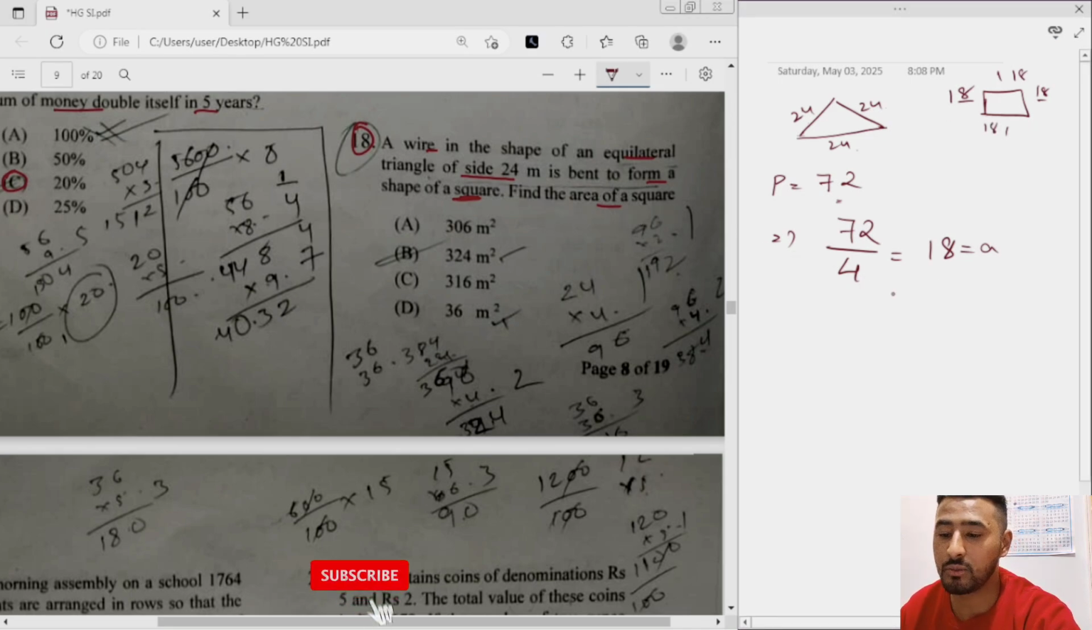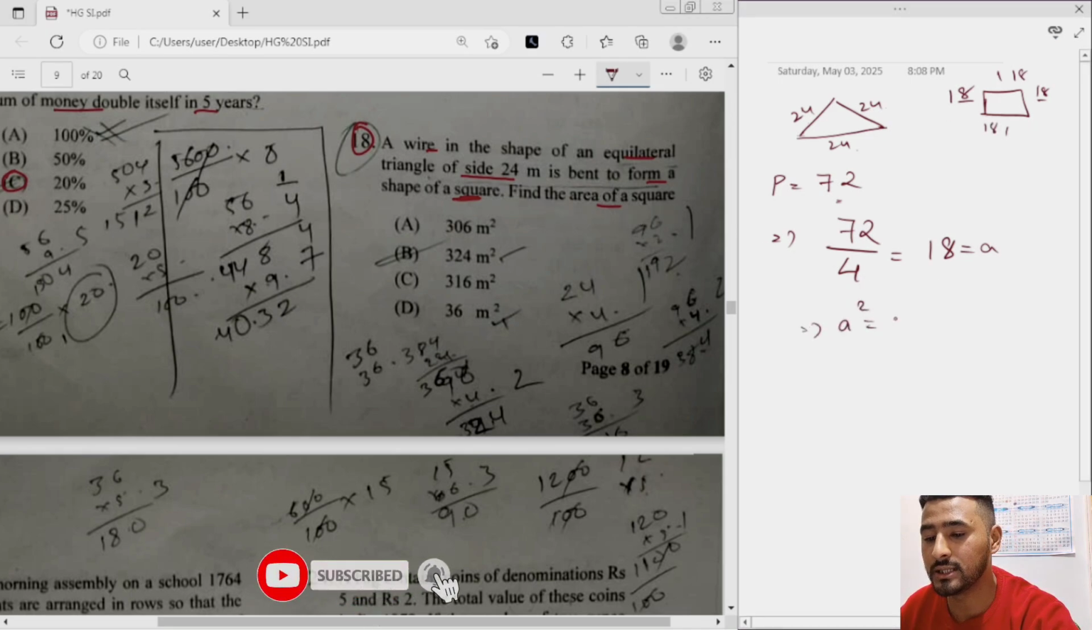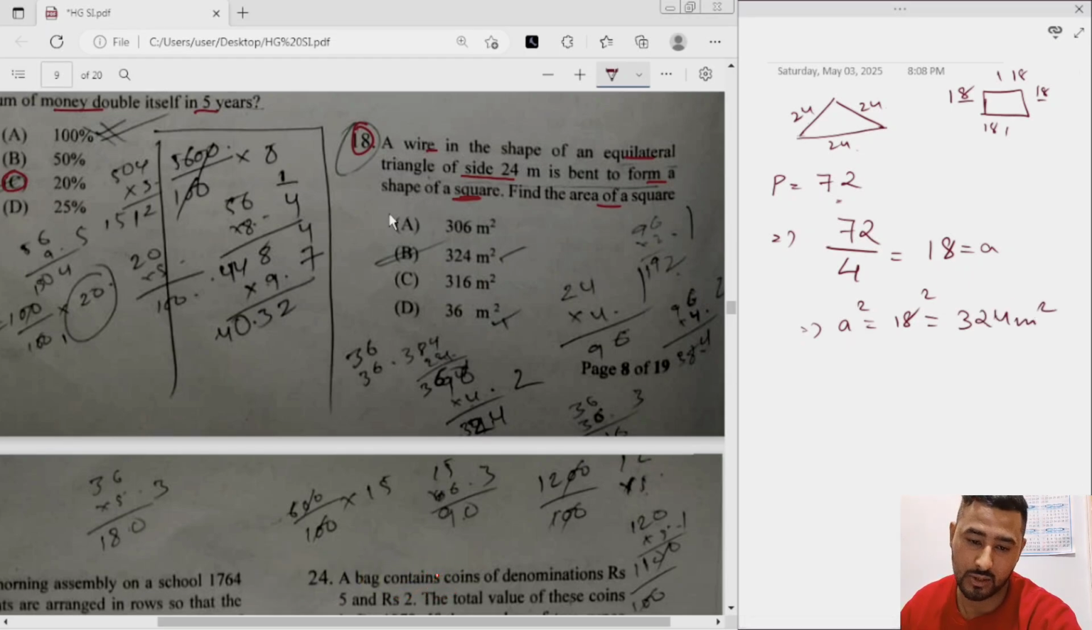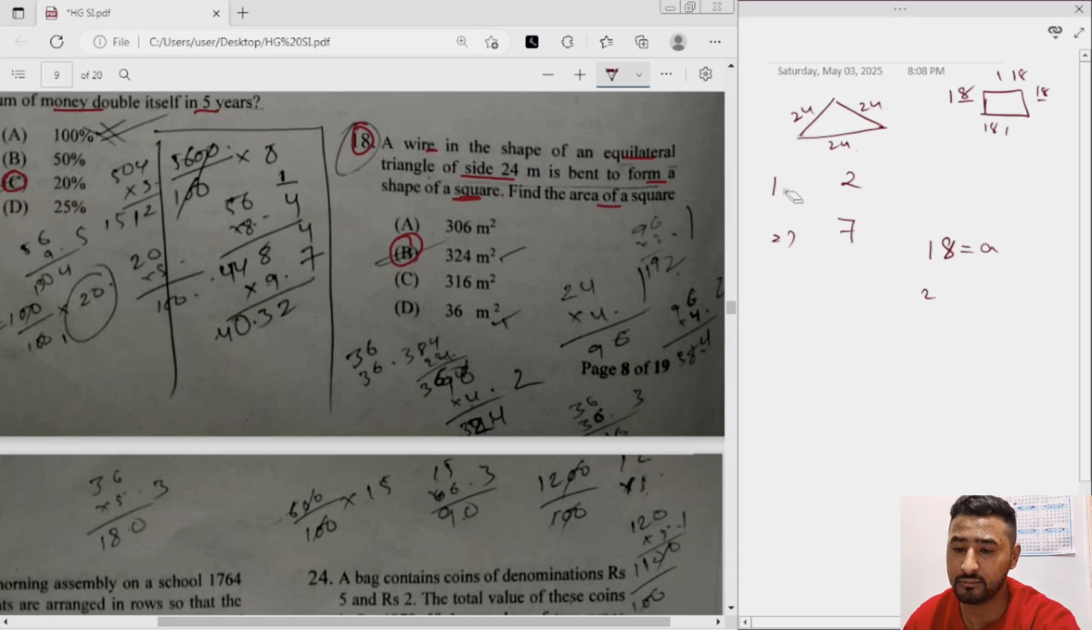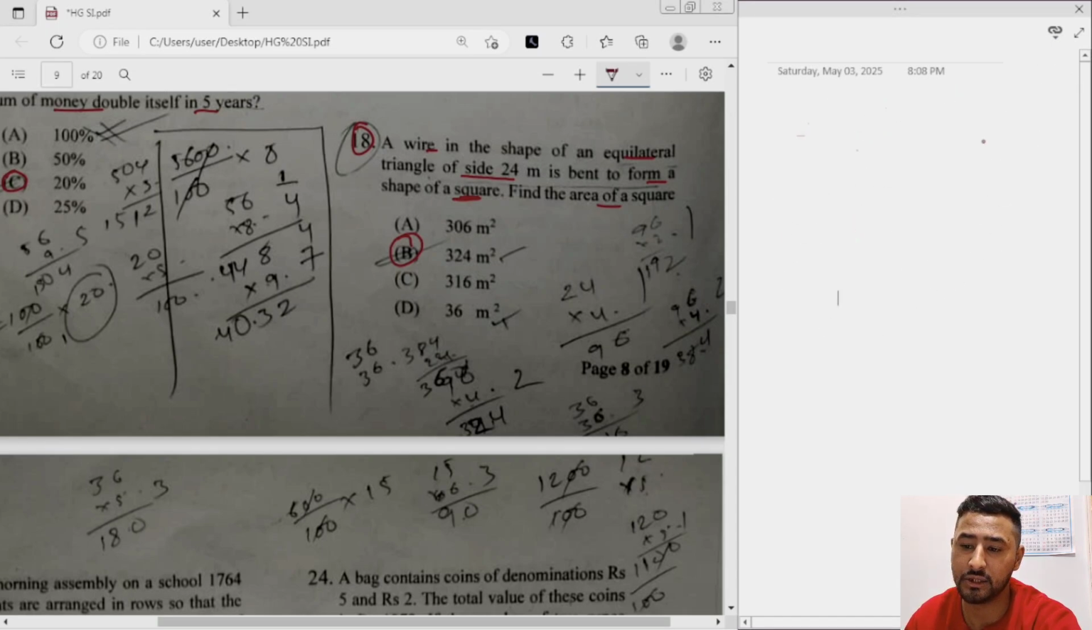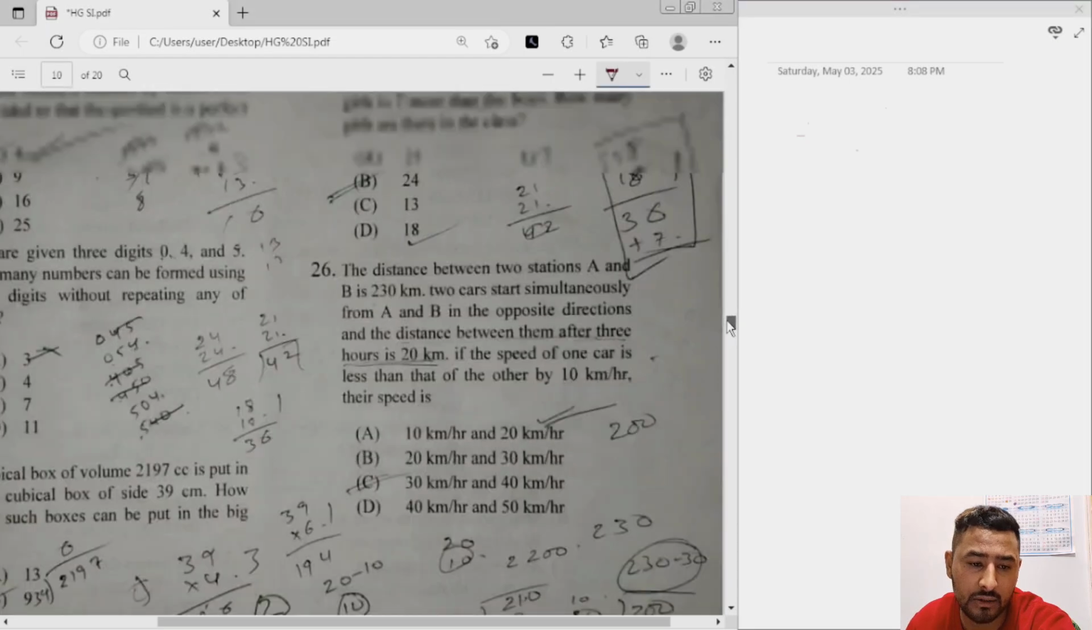Now you need to find the area of the square. What is the area of a square? Side square, a square, that is 18 square, which comes to 324 meters square. So option number B will be the correct answer for question number 18. Let's go to the next, that is question number 19.